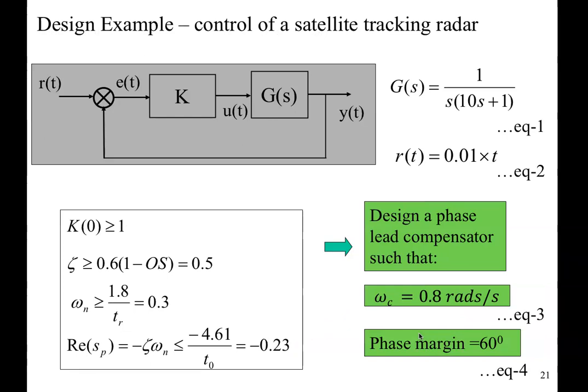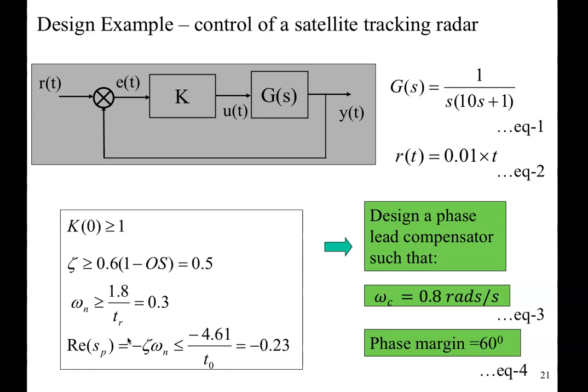Now the example is the one that I use quite often, which is a satellite tracking radar. The transfer function of Gs is given in equation 1. That's 1 over s times (10s plus 1). I have a requirement for the system to follow a particular ramp input. And previously, I worked out the requirement for the minimum damping, the K control gain, and natural frequency for the closed loop.